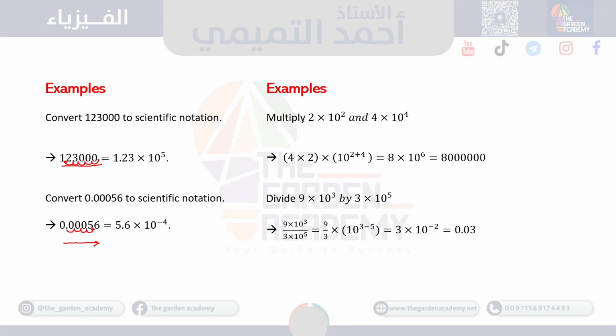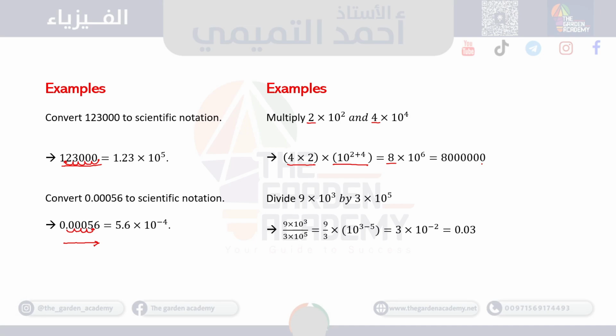Another example. Let's multiply 2 times 10 to the power 2 by 4 times 10 to the power 4. In this case, we multiply the coefficients, which are 2 times 4, that gives us 8, which is actually 4 times 2. Then we multiply by 10 to the power 2 plus 4. Then we write down 10 to the power 2 plus 4, which gives us 8 times 10 to the power 6. And this is equivalent to what? This is equivalent to 8 with 6 zeros on the right. It is 8 millions.